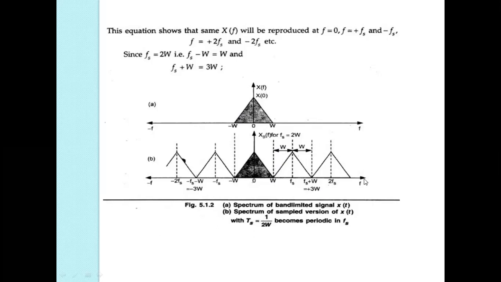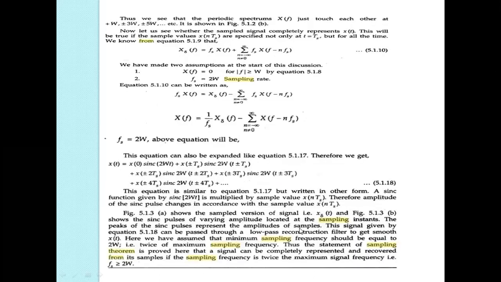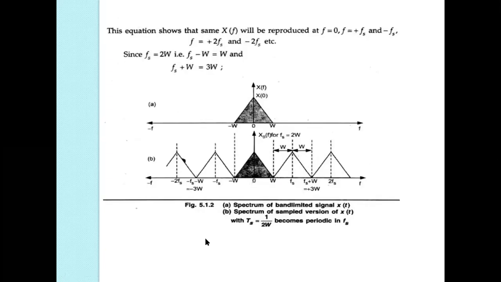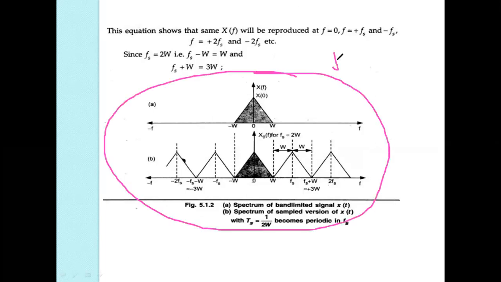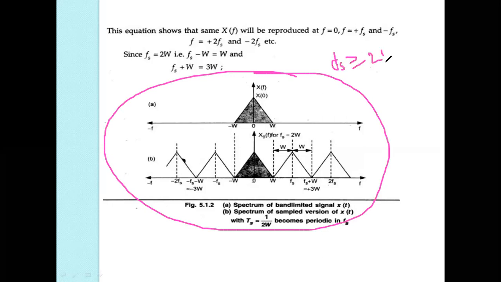Okay, my dear students, it is repeated, and we get the spectrum of the band limited x of t, or the spectrum of the sampled version of x of t. Before that, I will explain how we can recover the same signal. We are showing a band limited signal with Fs greater than or equal to 2 fm. Here it is shown as Fs greater than or equal to 2 omega. There is no difference, my dear students.